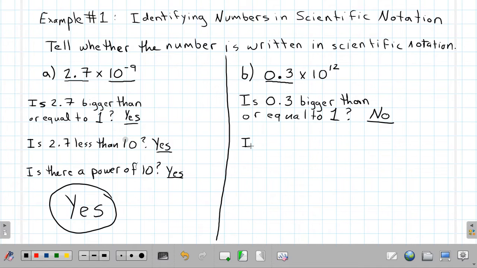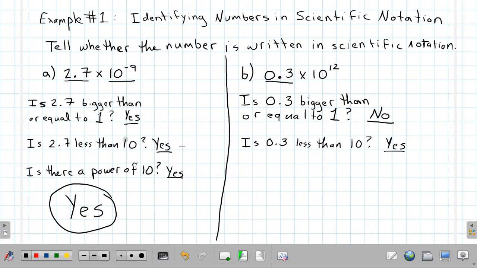Technically we could actually stop right there, but I want to show you what happens with the other questions. So once again, always ask these same three questions. Is 0.3 less than 10? Well, 0 is less than 10, so 0.3 is less than 10. So yes.